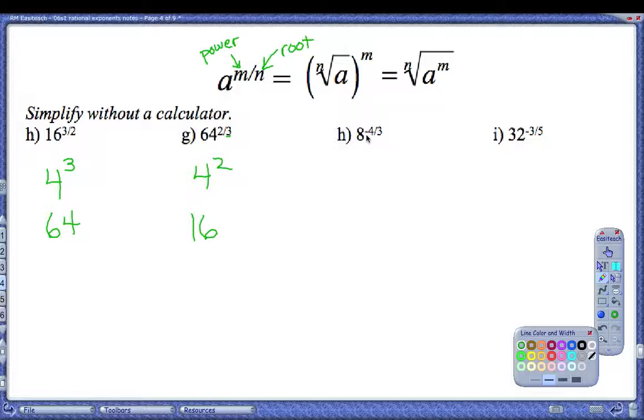Let's take a look at letter H. Similar, except now we have a negative rational exponent. I'm going to think of the negative as being with the numerator, with the power, because we don't really deal with negative roots. So we'll start by just taking the cubed root of 8. The cubed root of 8 is 2. So I need to take 2 to the -4th. Remember, negative exponents have nothing to do with the sign. 2 to the 4th would be 16. The negative tells us to take the reciprocal, so this is 1/16.